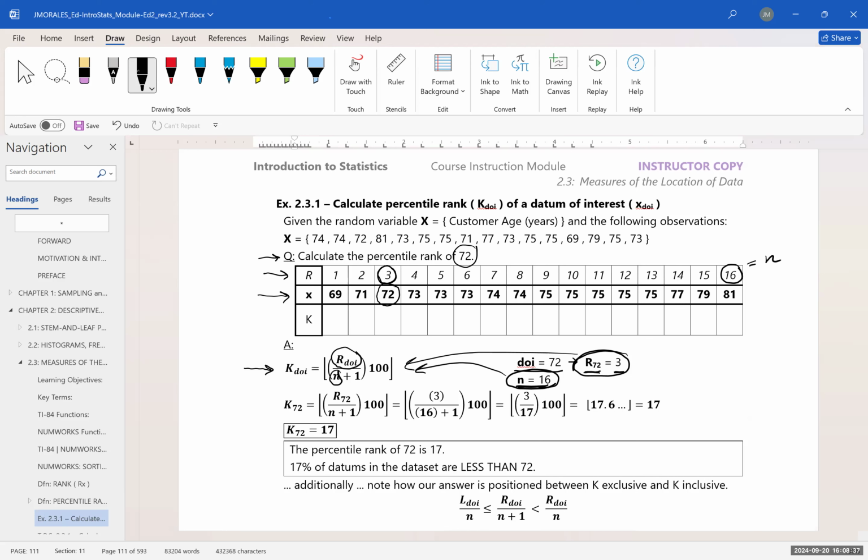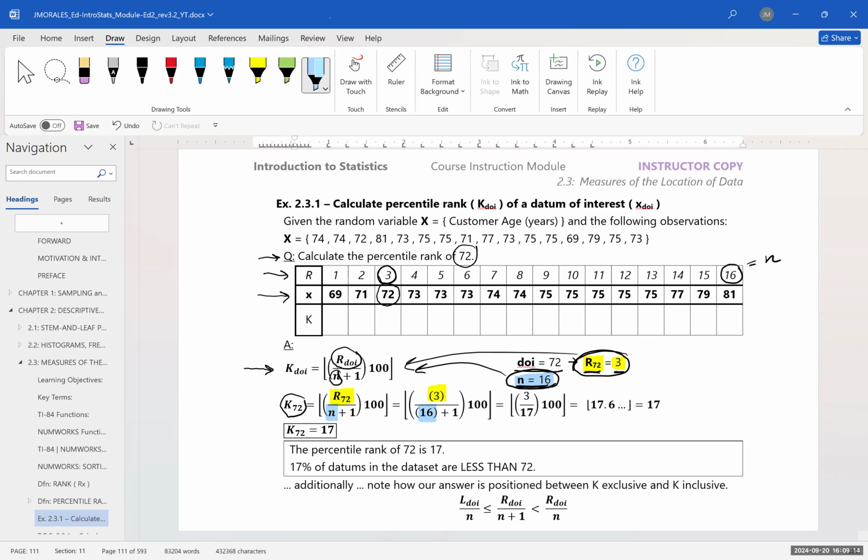So here we've got the percentile rank of 72 is equal to the rank of 72 over n plus 1 times 100. And so here you can see where the rank of 72 is 3. So we've substituted the rank of 72 with the number 3. We know that n is equal to 16, so we substituted in for n the number 16.